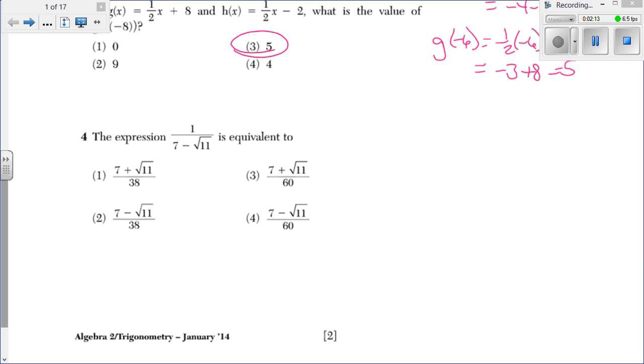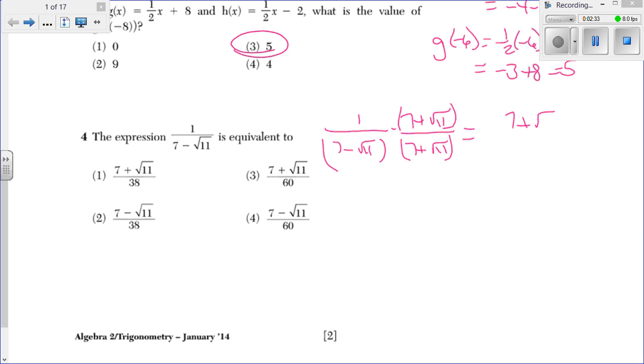For number 4, the expression 1 over 7 minus the square root of 11 is equivalent to, well, we have to multiply by the conjugate here, and that would be 7 plus radical 11. In the numerator, we don't have to worry about distributing for this one, so it's 7 plus radical 11. All over, oh, look at that. If we look at our multiple choice, it automatically gets rid of choices 2 and 4.